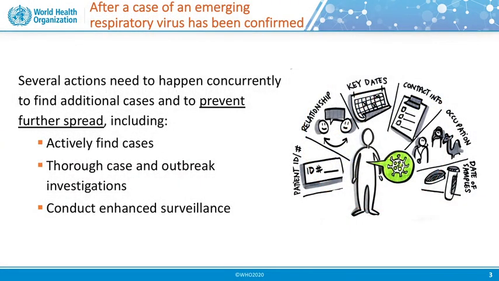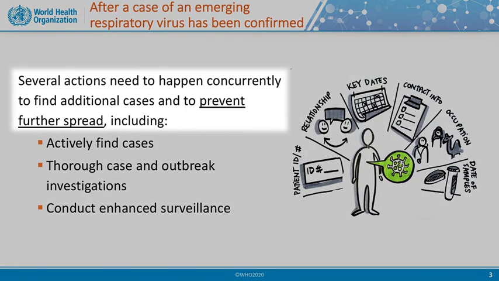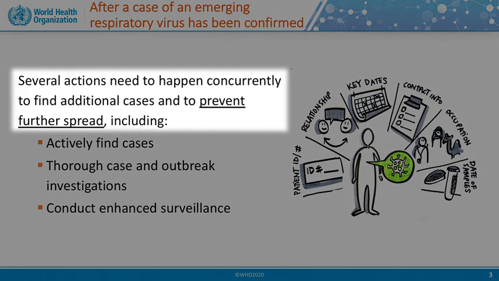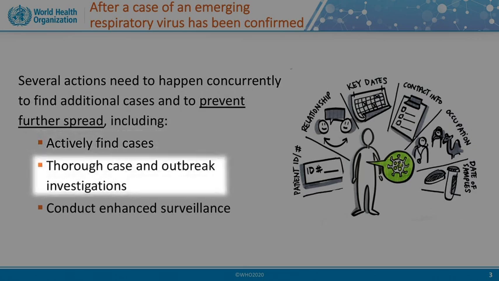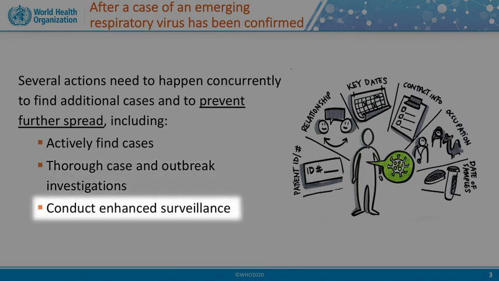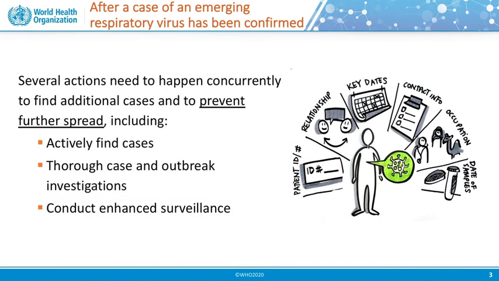After a case of an emerging respiratory virus such as COVID-19 has been confirmed, there are several actions that need to happen at the same time to find additional cases to prevent further human-to-human spread. This includes actively finding laboratory-confirmed cases, thorough case and contact investigations, and some of this will be conducted through outbreak investigations, and conducting enhanced surveillance.